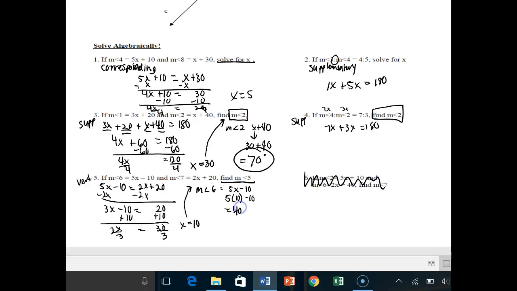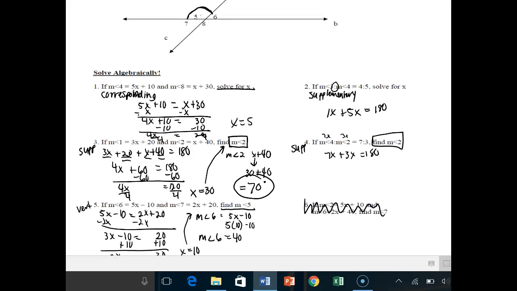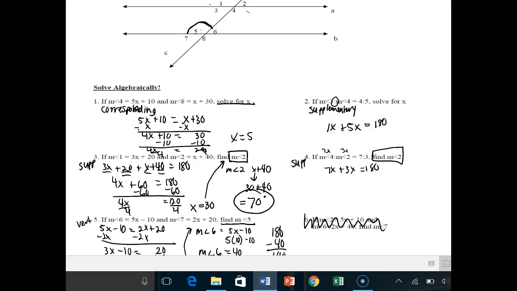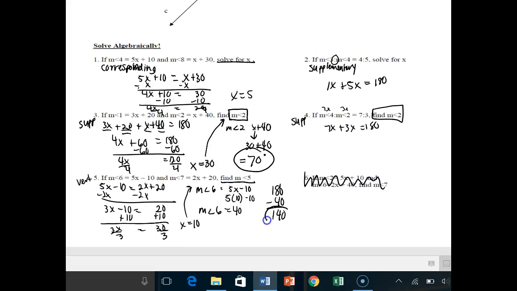Now that's not your answer, right? That's the measure of angle 6. The measure of angle 6 is 40. Now, to find out the measure of angle 5, what you can do is just do 180 minus 40, because that will give you 140, because again, 5 and 6 are supplementary. So your answer is actually 140.